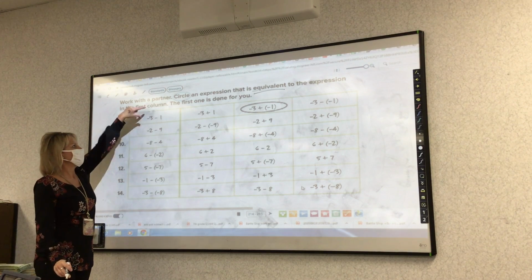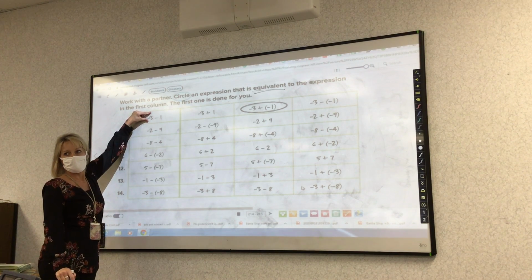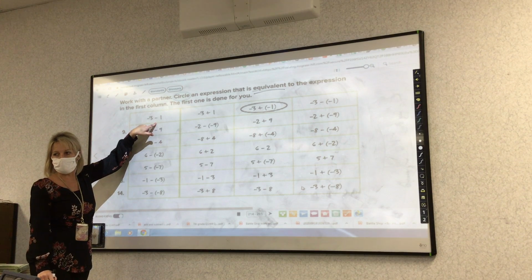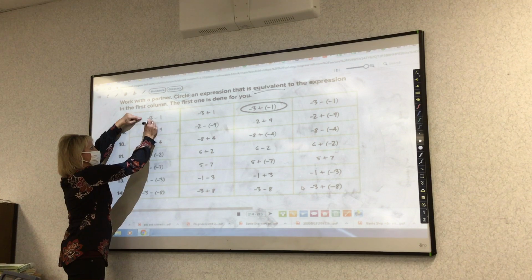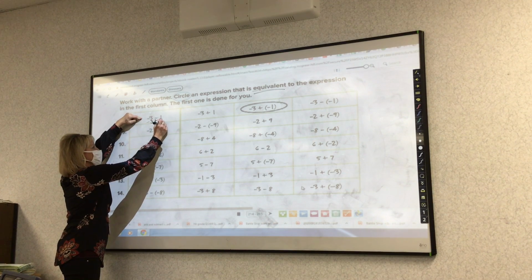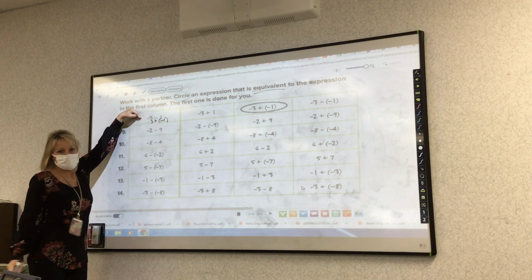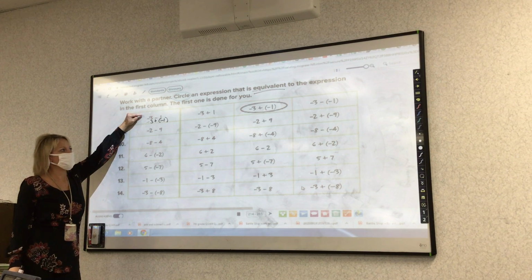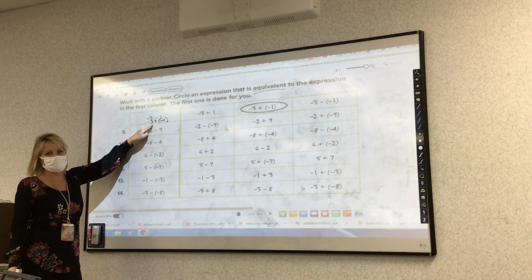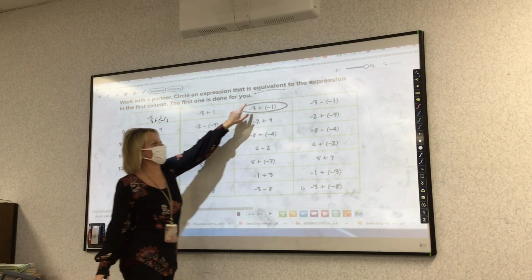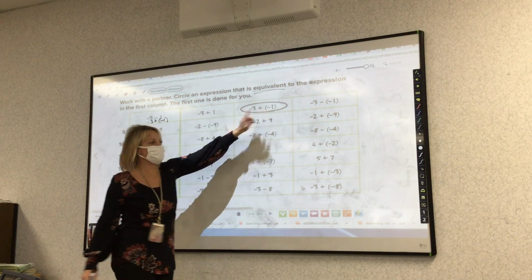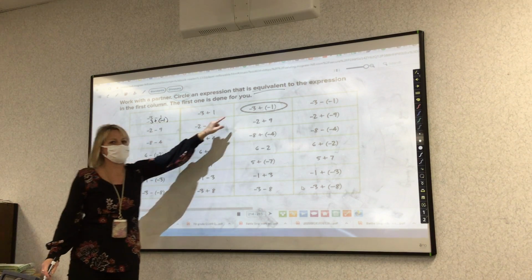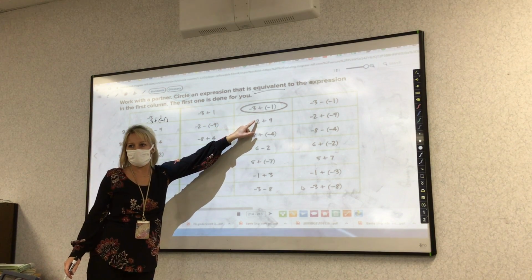So what it's saying, this is my first problem. This is a subtracting an integer problem, correct? Let's follow our rule. Keep, change, change, right? I wrote it underneath of here. Can I find it in one of these three columns? Right there. Isn't that the same as what I wrote down? Yeah. So then I'm going to circle it.